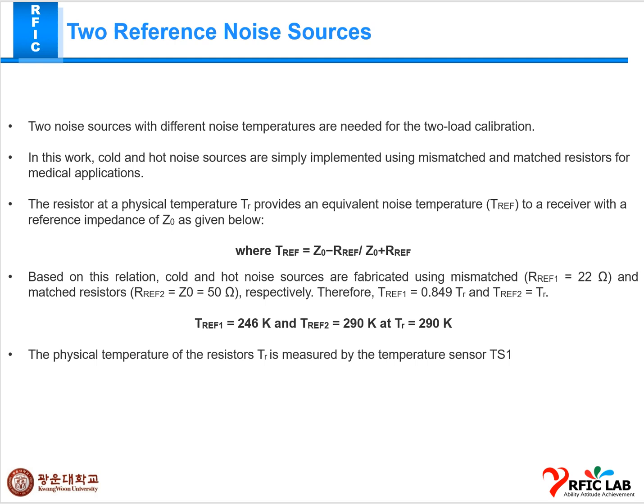The resistor at physical temperature provides an equivalent noise temperature to the receiver with the reference impedance, with the equation for reference T0 and R reference over impedance plus receiver reference, and it is based on the relation between the cold and hot noise sources. The reference 1 value is 22 ohms, the reference 2 value is 50 ohms, and reference 1 becomes 0.849, and temperature reference 2 equals TR.